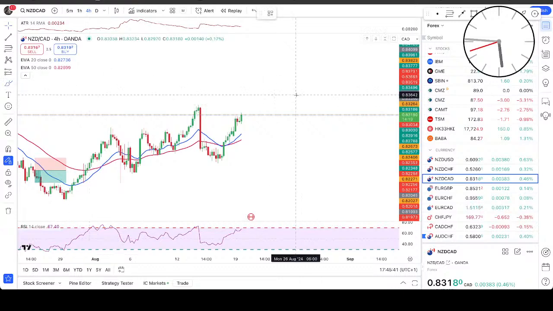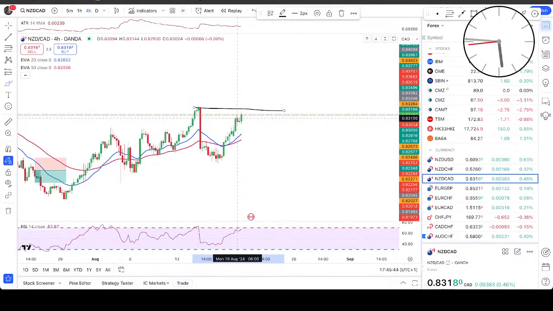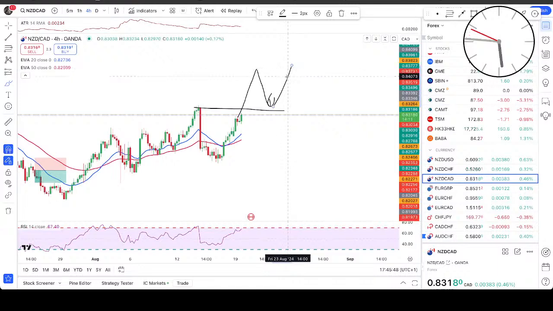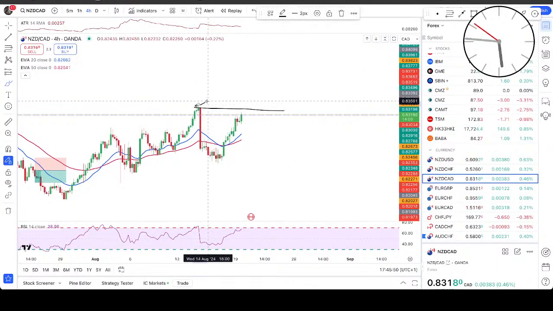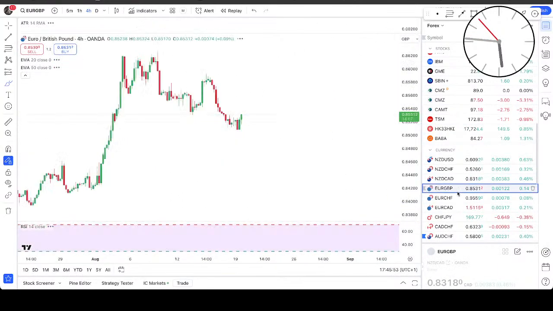For NZD CAD, once we have broken above this high, only then will I start to look for my next pullback entry bullish. So only buy trades, but wait for the price to break above if you are looking at this pair.